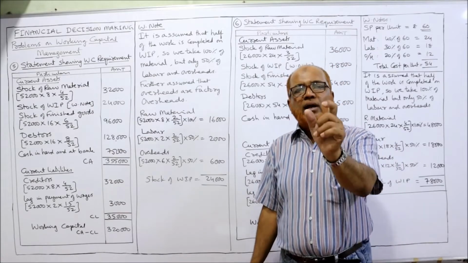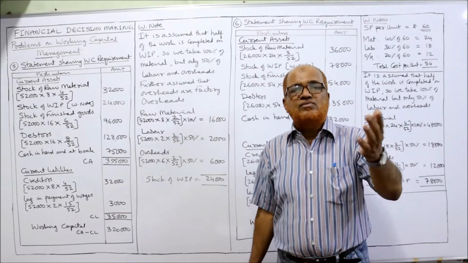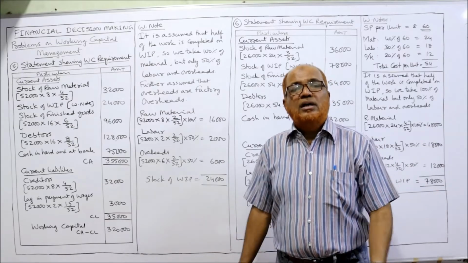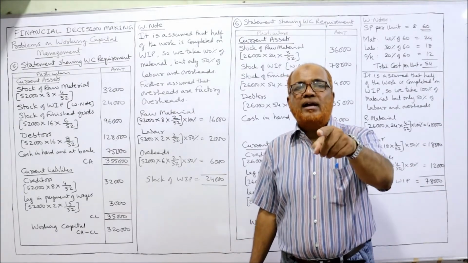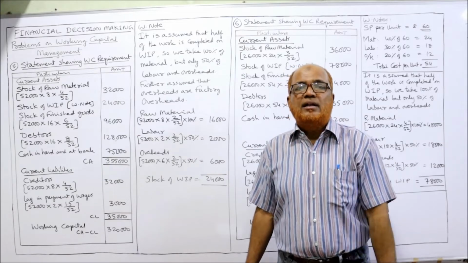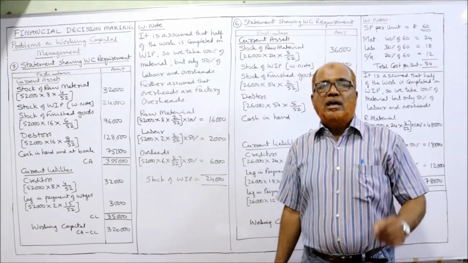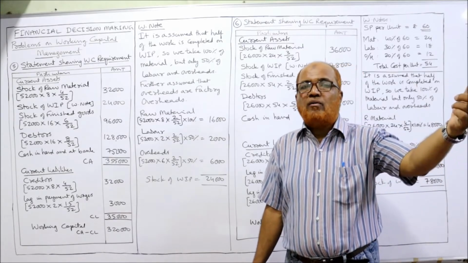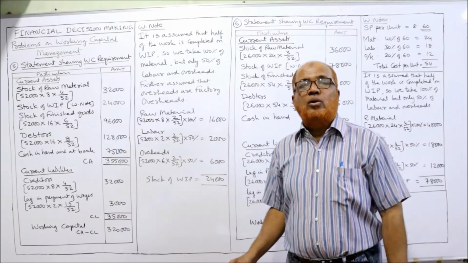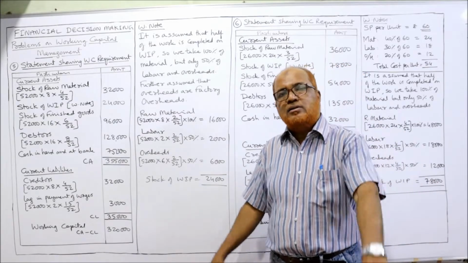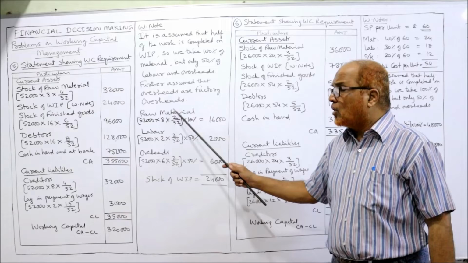In the problem only overheads are given. We don't know whether it is factory overhead or administration overhead or selling overhead or what. Here we make the assumption that overheads are factory overhead. That's why we should include them in work in progress. If it is the administration overhead, then we would not have included it in WIP. But here we make the assumption it is factory overhead, so we include raw material.